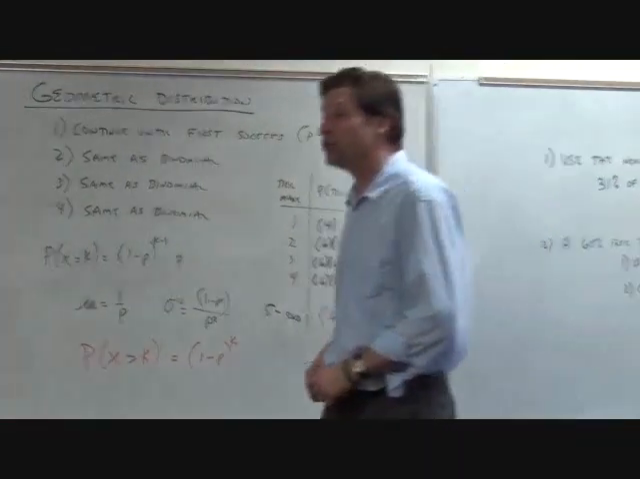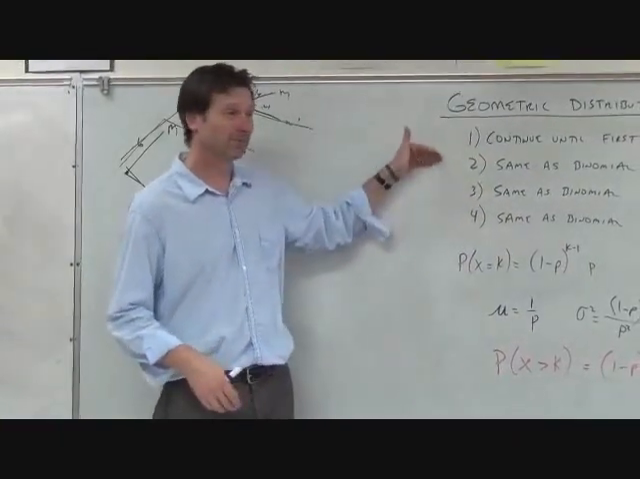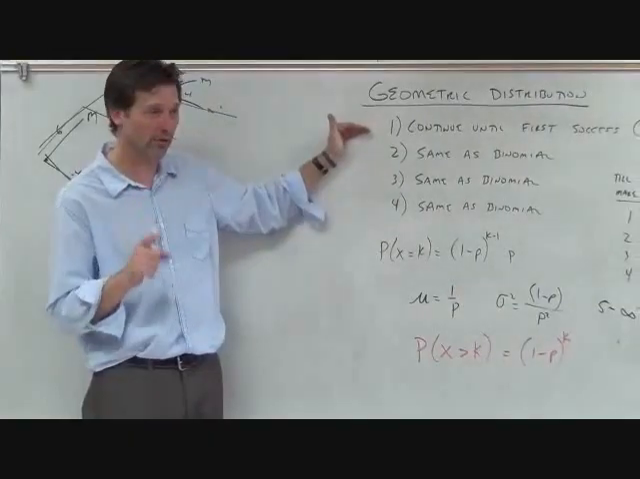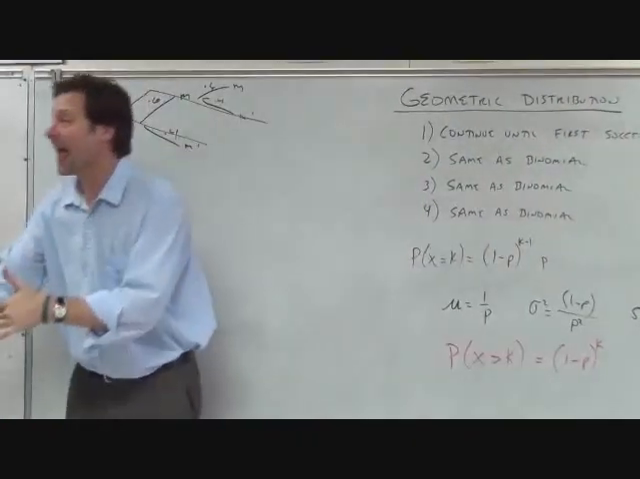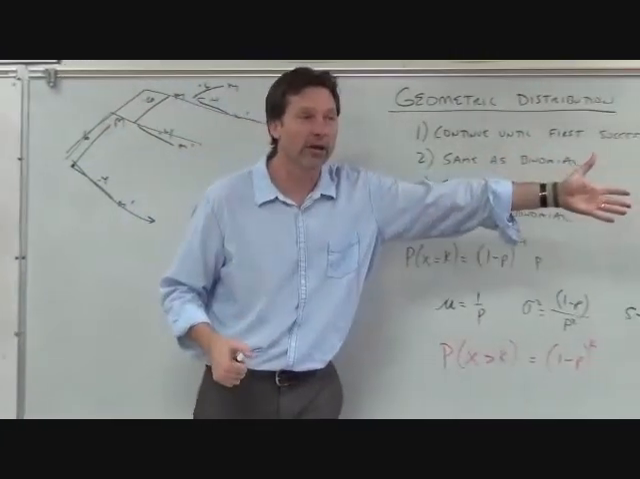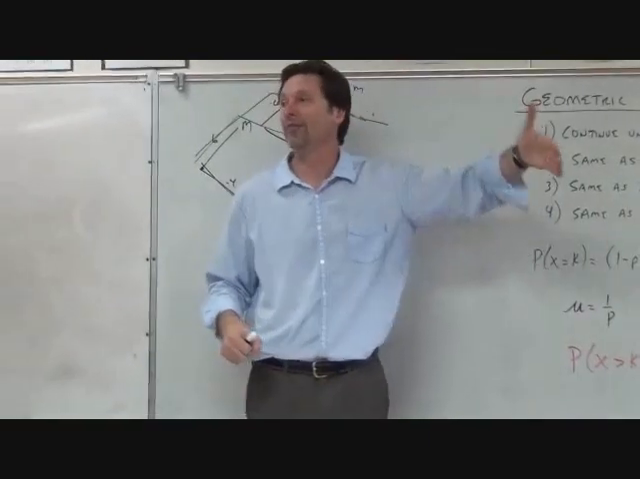All right, what is a geometric distribution? A geometric distribution is just like binomial. Okay, 2, 3, and 4 are exactly the same. It just has one difference. And the one difference is you go until one thing happens. Okay, I'm not going to go until I miss 3 or miss 4. That wouldn't be geometric. You go until one thing happens.